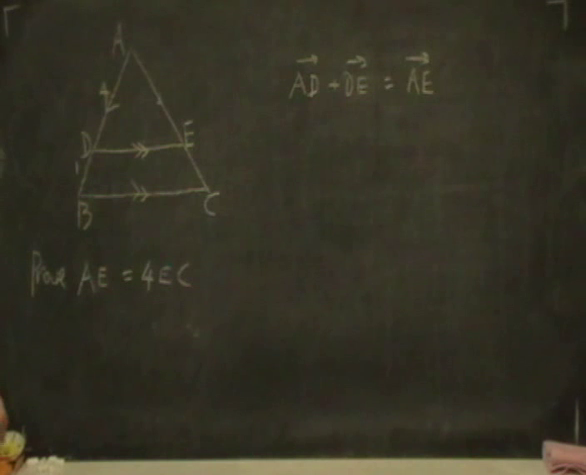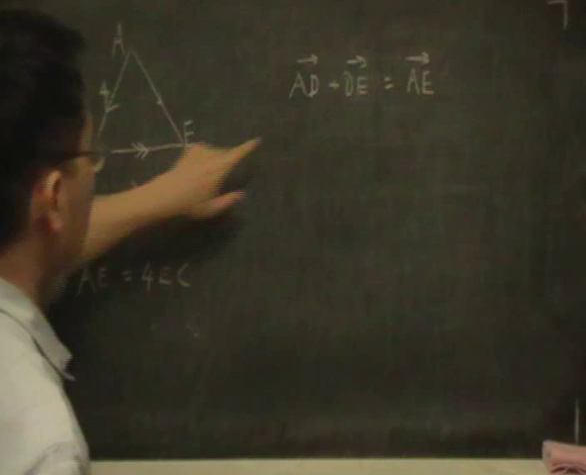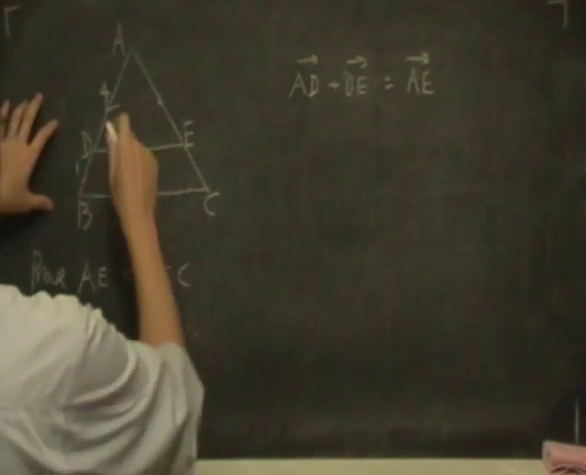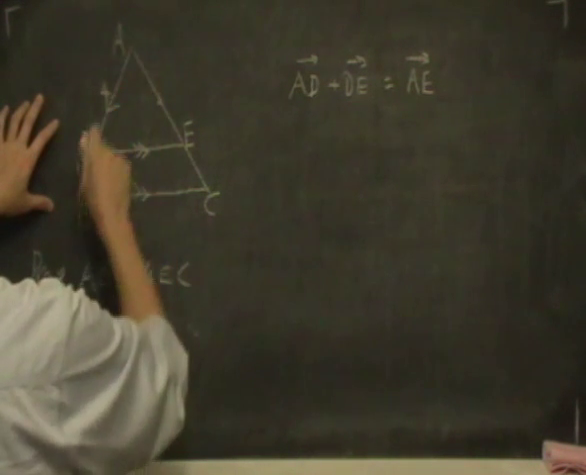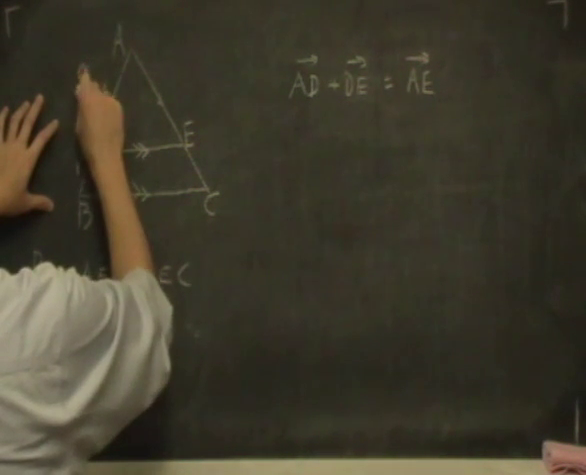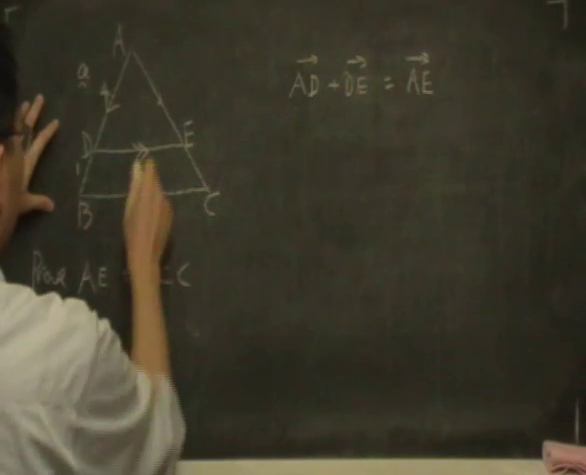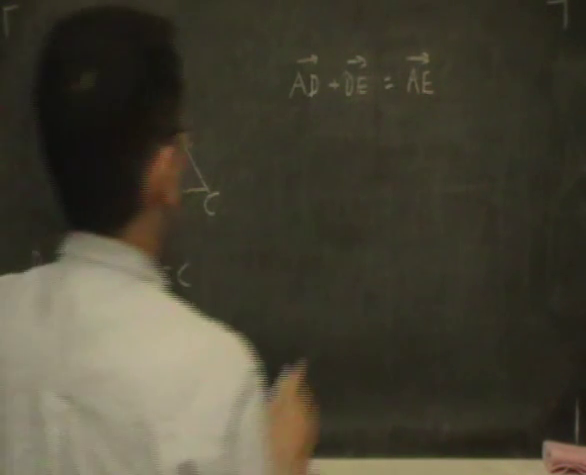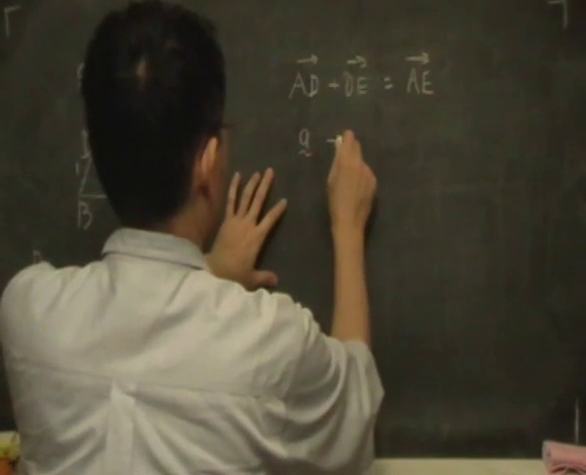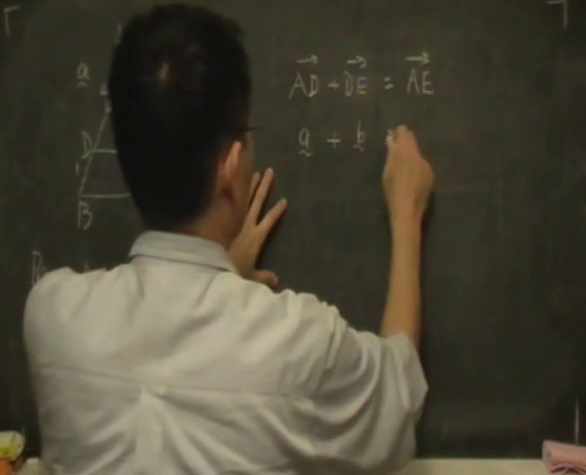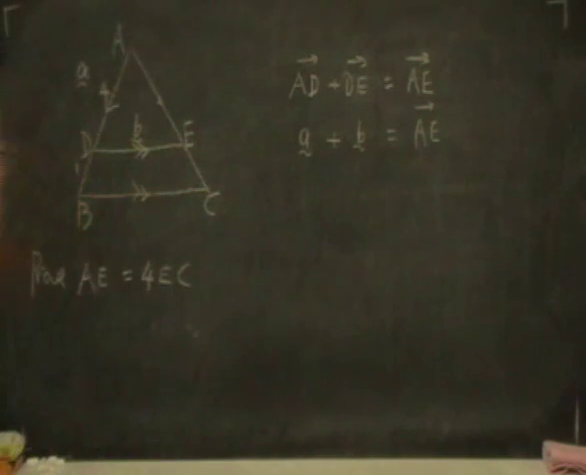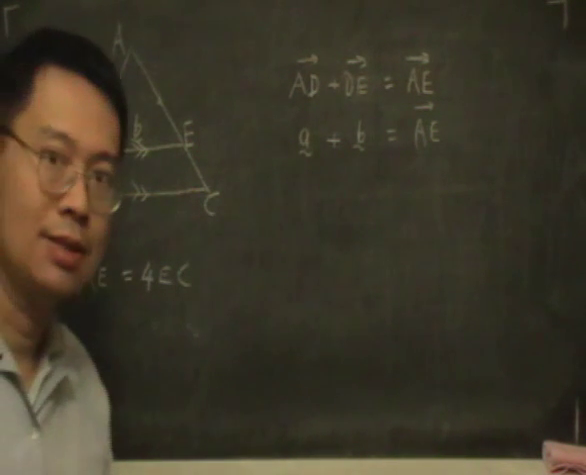So to make things easier, let me represent these two vectors by a symbol. Let me call this vector a and this vector b. So what we have here is the vector a plus the vector little b is equal to AE. Alright, that looks slightly simpler.